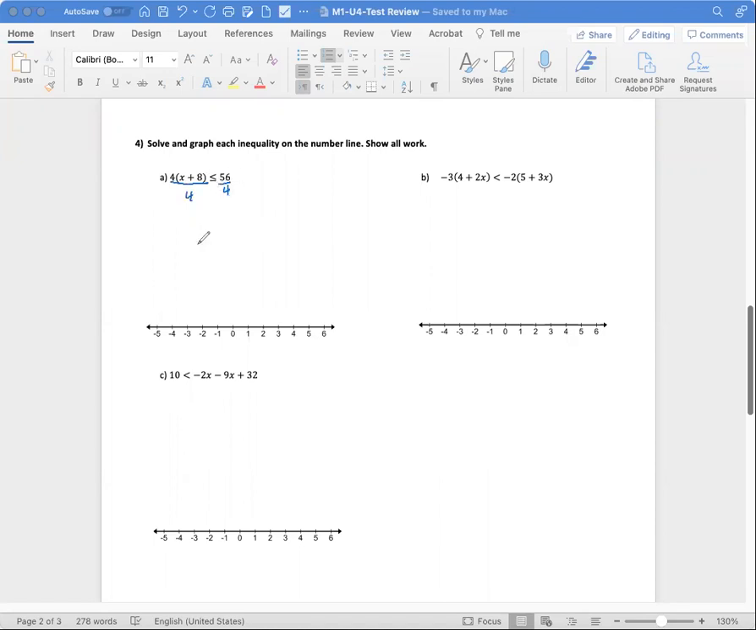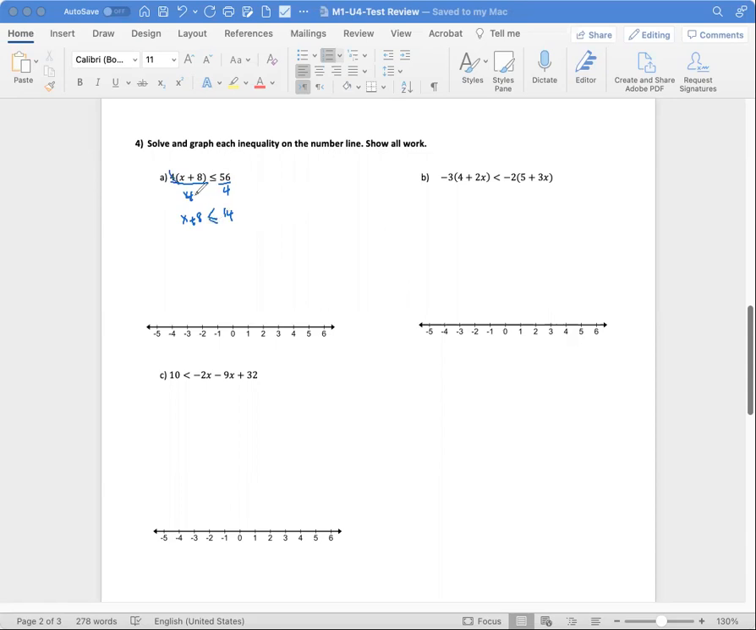Because if you can divide both sides by 4, then the 4 is gone and you're left with x plus 8, right? So does 4 go into 56? And the answer to that is, yes, it does. It goes into 56 14 times. So you get x plus 8, because you divided by 4. You get x plus 8 is less than or equal to 14.